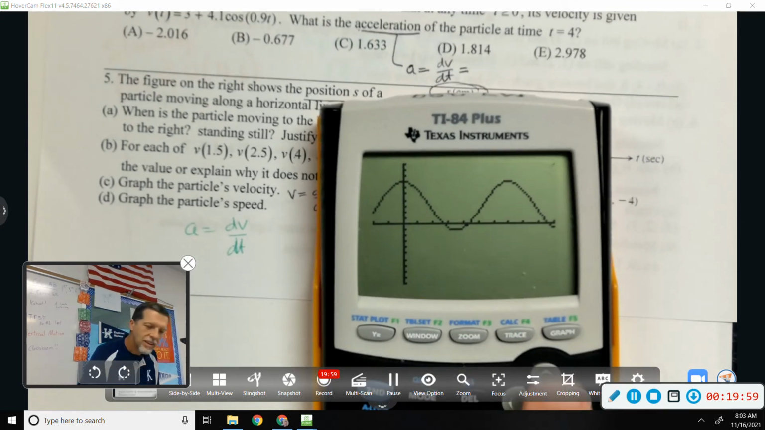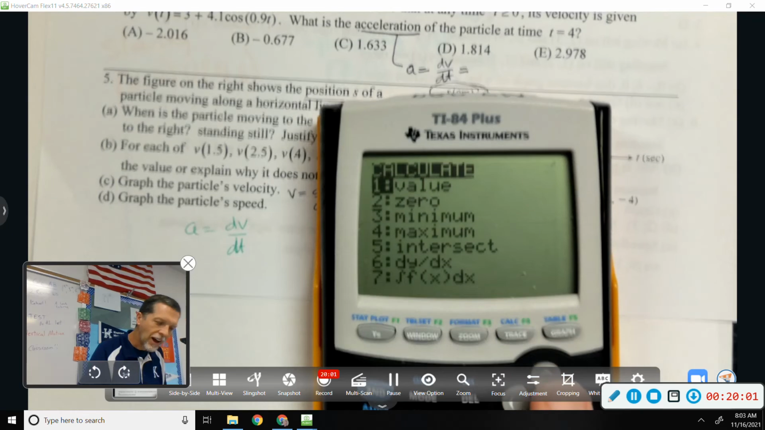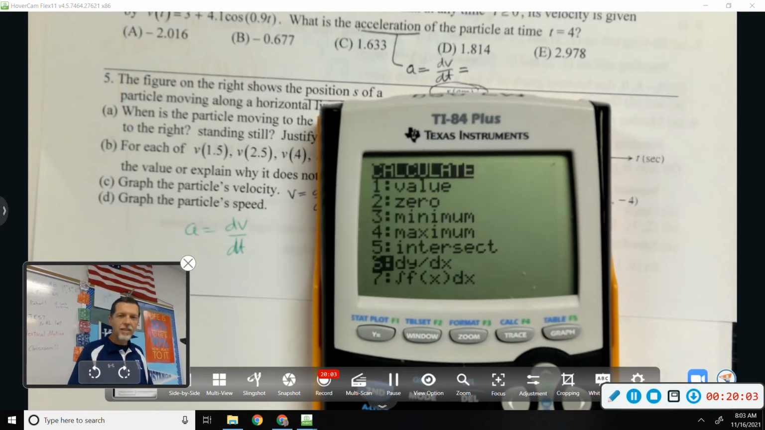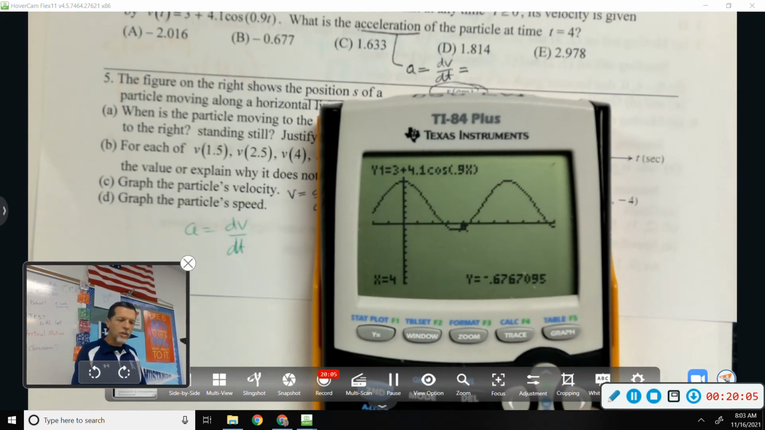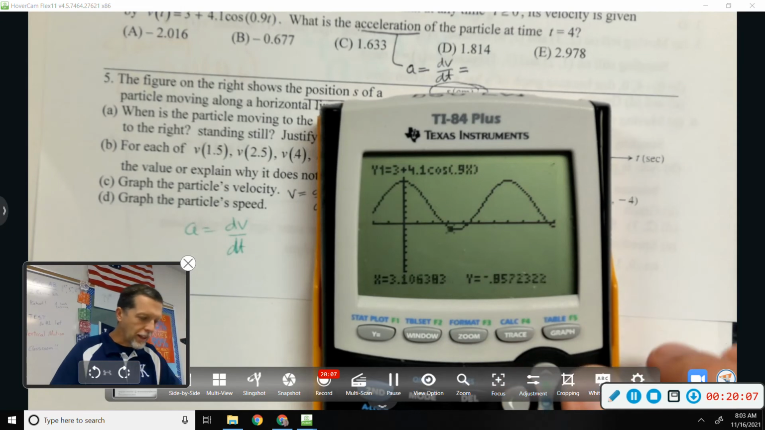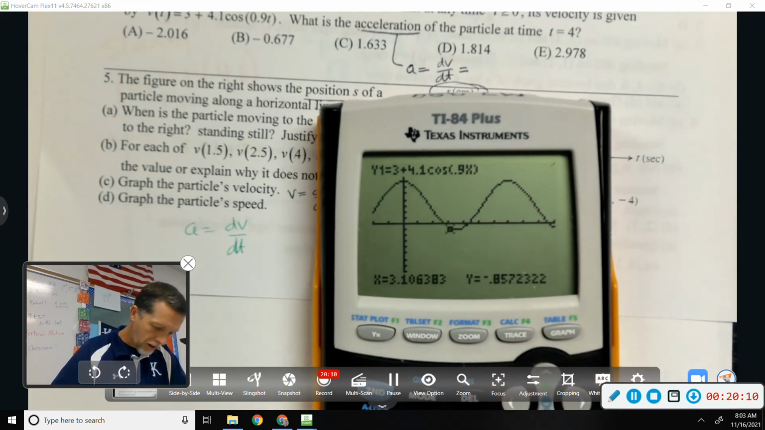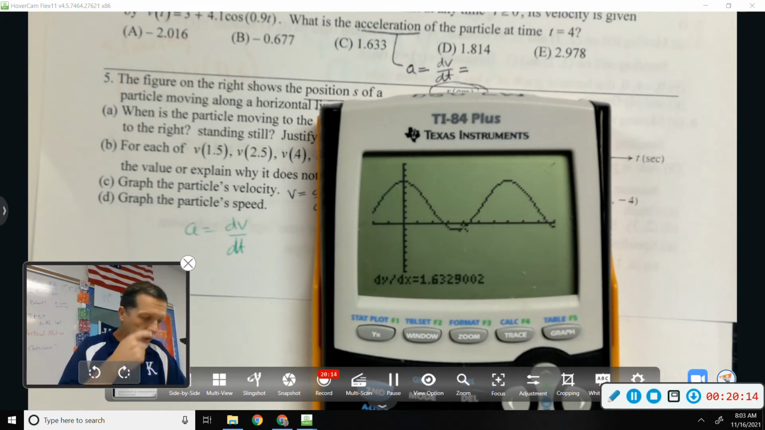You want to do some calculus? Second calc? dy dx? And then you can use the scrolls or the left and right arrows, or you can just type in time equals 4. And dy dx is 1.633.